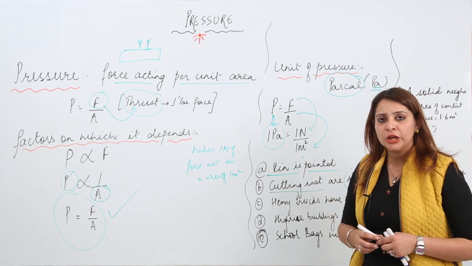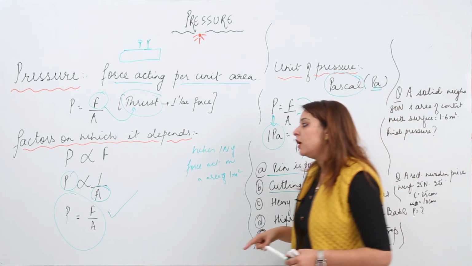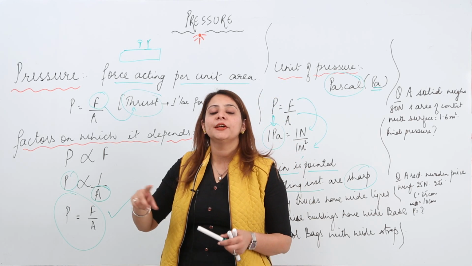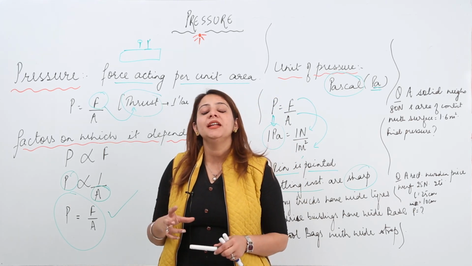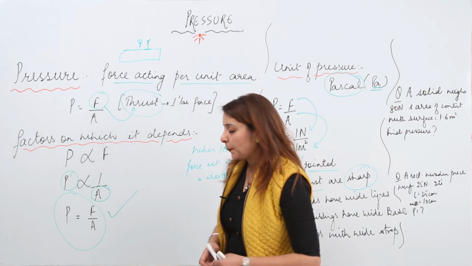Cutting instruments are sharp. Sharp means they have less area. Again, less area will exert more pressure, and if you have a knife which is sharp, then only it is able to exert more pressure and you can peel the vegetables more easily.